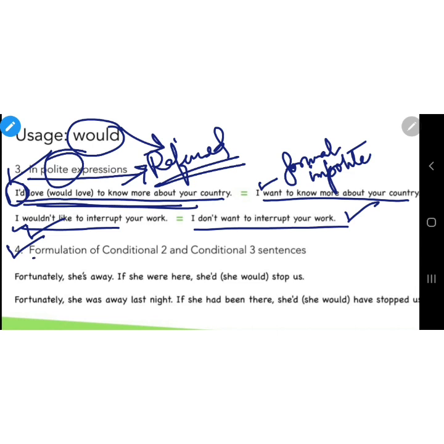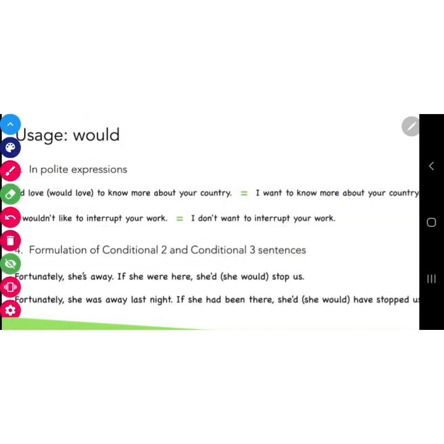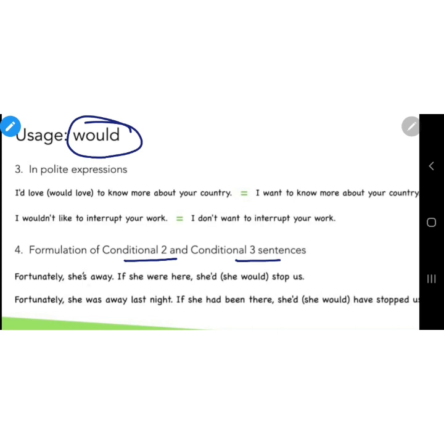Number 4, formulation of conditional 2 and conditional 3 sentences. Previously we had seen about conditional 1 sentence, that is should. And for conditional 2 and conditional 3 we use would. Fortunately, she is away. If she were here, this is conditional 1 part of the sentence. This is conditional 2 part of the sentence. This is the first part of the sentence, this is conditional 1 and this is conditional 2.